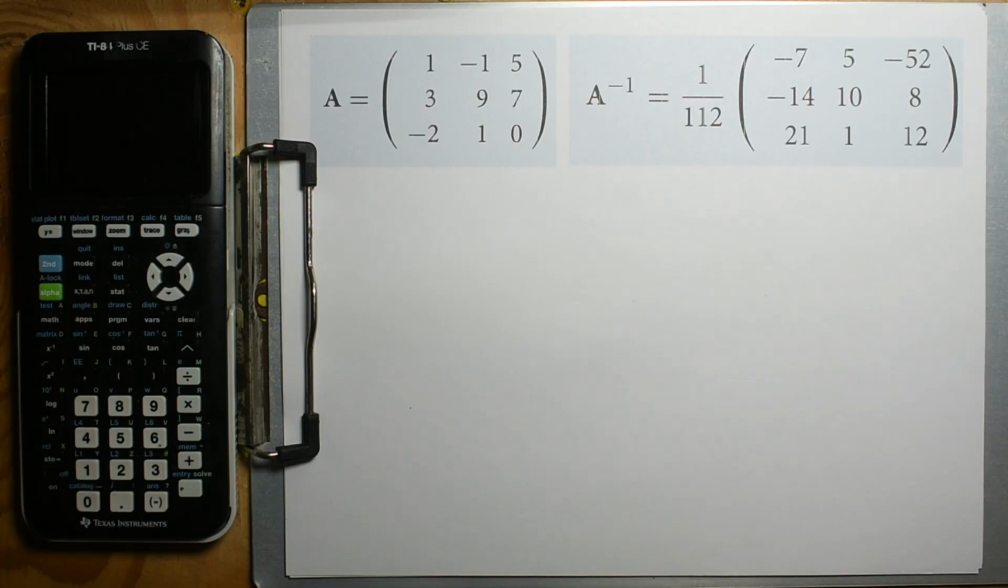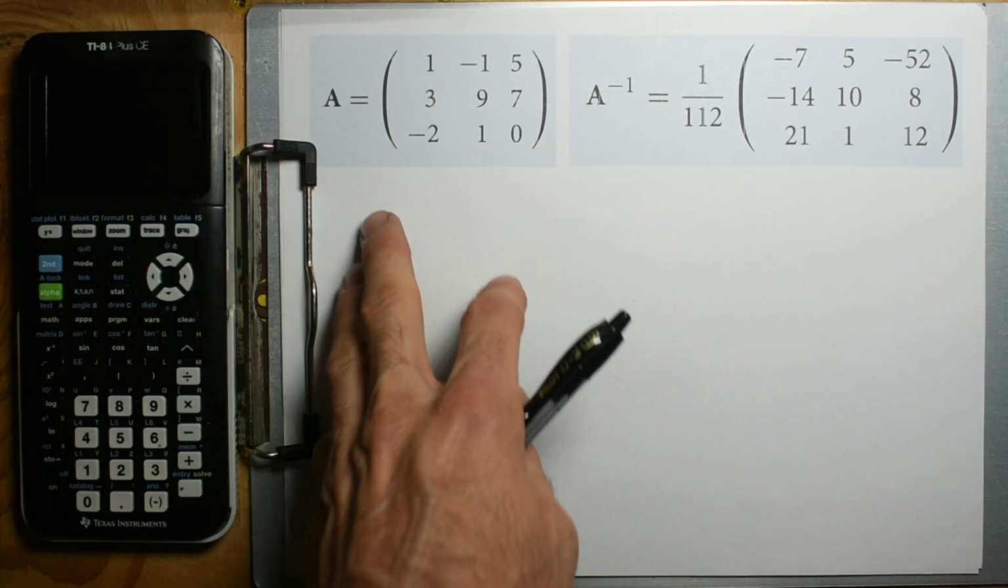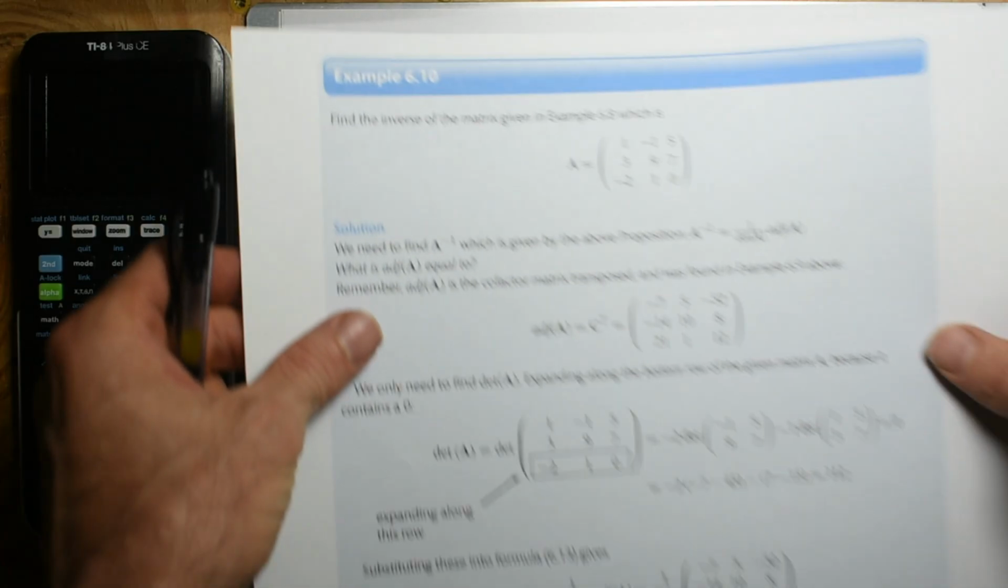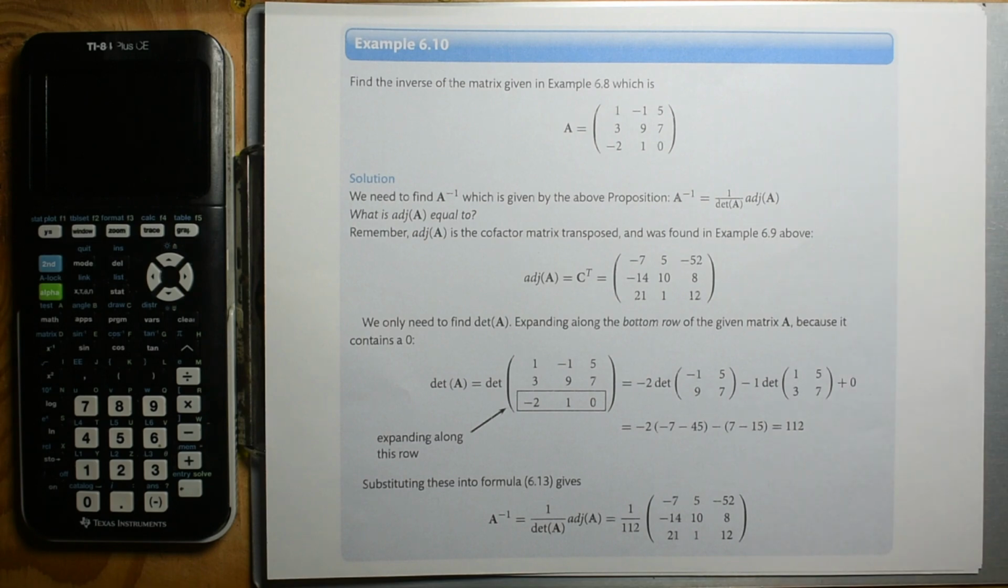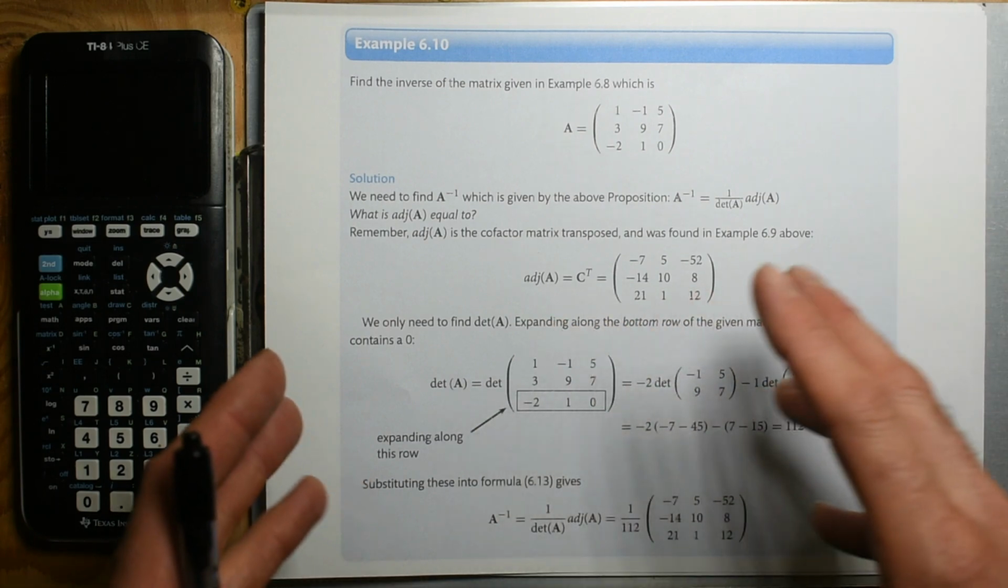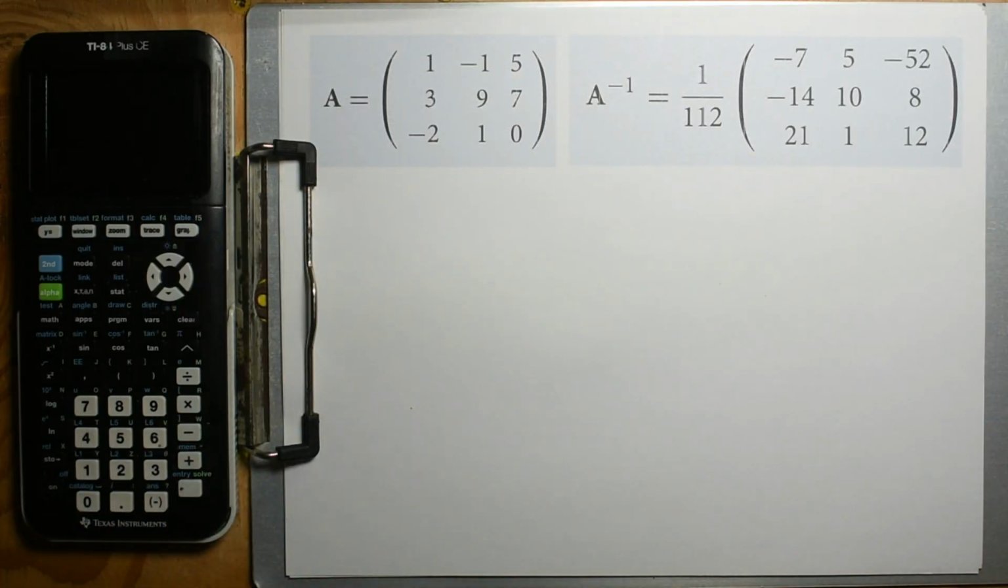Okay, but what we're going to do today is the inverse matrix. This is going to be part 2. Part 1 is that we solved it in the way they wanted us to solve it. Today we are going to do it more intuitively.